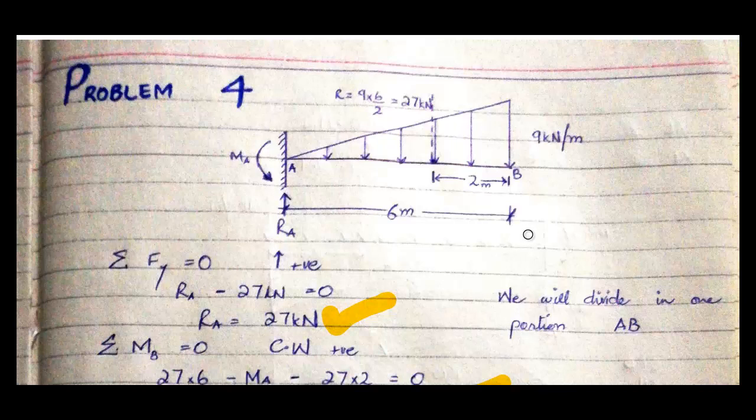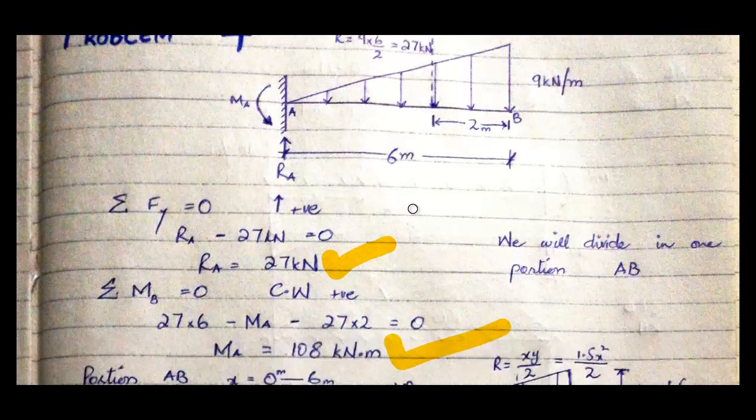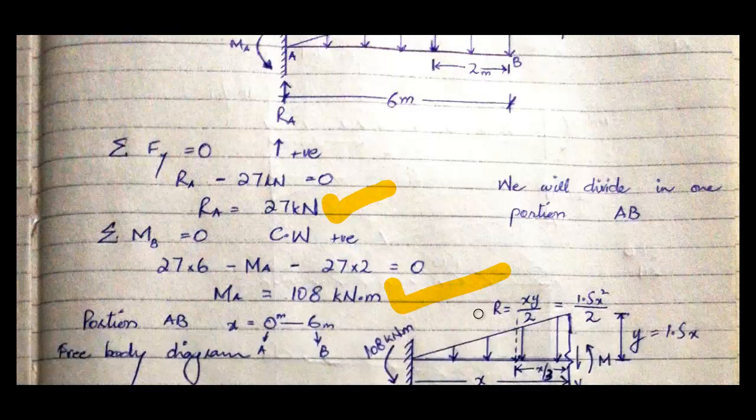So the first problem of this assignment has a cantilever beam subjected to a UDL. The intensity of the UDL is 9 kilonewton per meter. It's a cantilever beam, so a vertical reaction at support A will be generated and a reactive moment will also be generated. I have roughly seen the calculations and I think the reaction values are correct. RA is 27 and MA is 108 kilonewton meter.